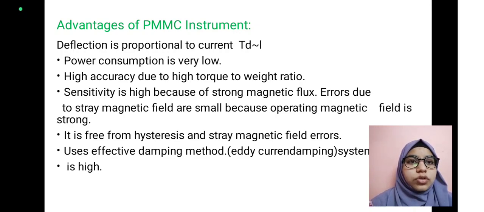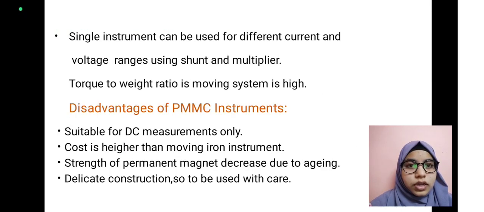High accuracy due to high torque to weight ratio. Sensitivity is high because of strong magnetic flux. Errors due to stray magnetic fields are also small because the operating magnetic field is strong. It is free from hysteresis and stray magnetic field errors. It uses an effective damping method, that is eddy current damping, and a single instrument can be used for different current and voltage ranges using shunt and multiplier. Torque to weight ratio of the moving system is high.